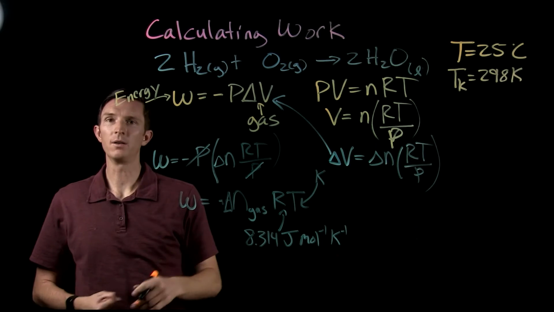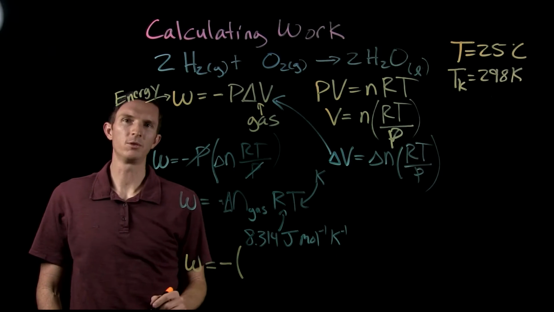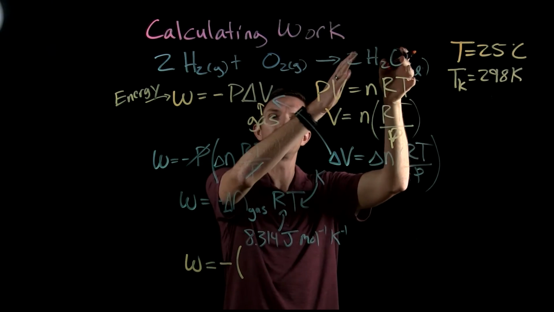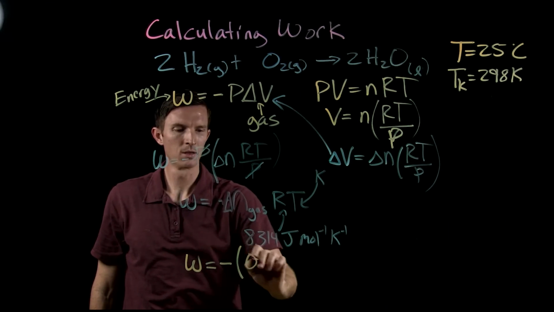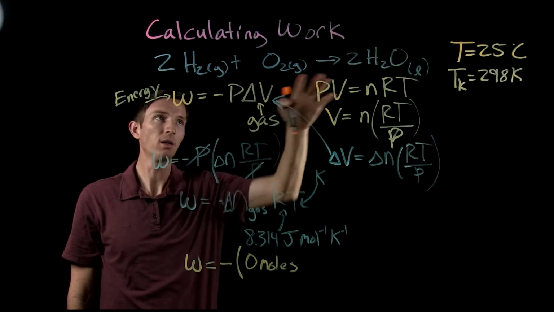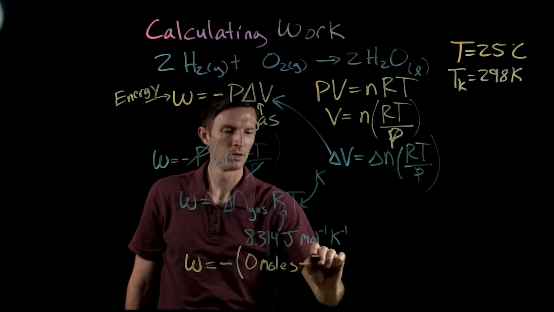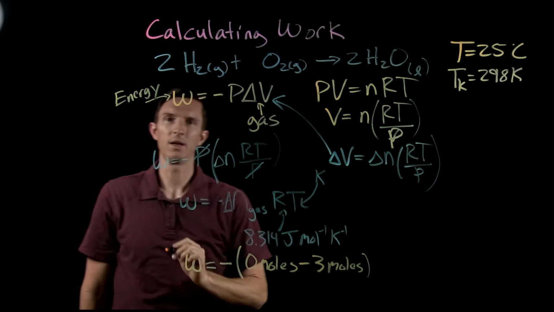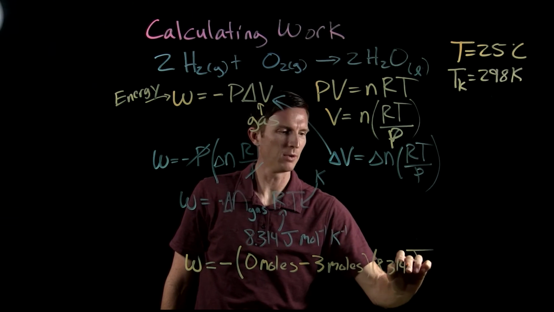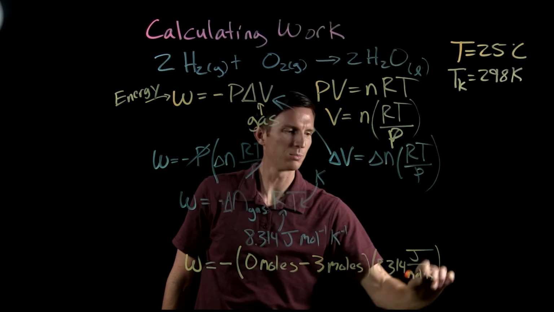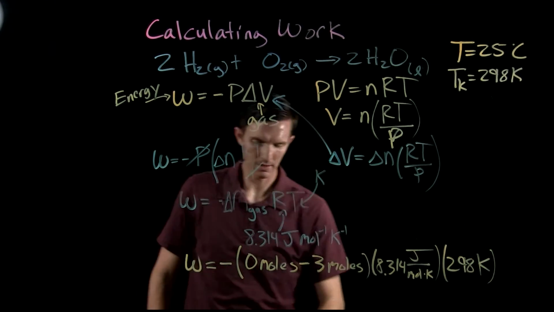R is a constant. We need to calculate the work. We can say our work is equal to negative the change in number of moles of gas, so that would be products minus reactants. Well, this is a liquid, so that would mean we have 0 moles of gas as a product, because those 2 moles are a liquid. Here we have 1 plus another 2 moles of gas as a reactant. Then we multiply that by our gas constant, 8.314 joules per mole Kelvin, and then multiply that by our temperature, 298 Kelvin.